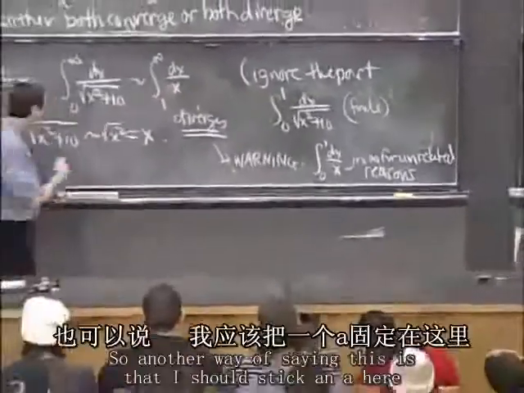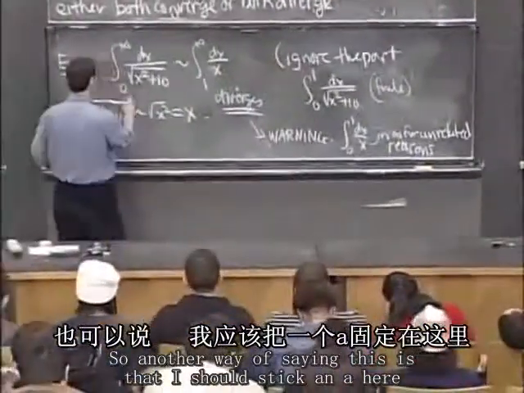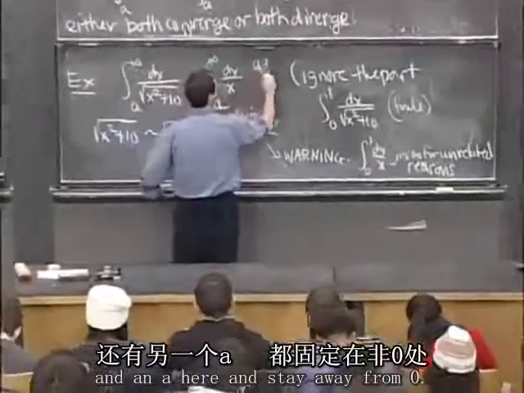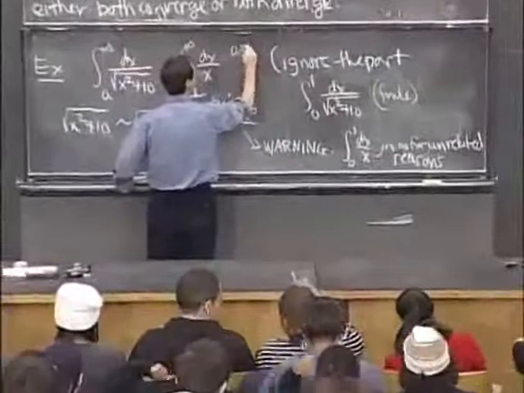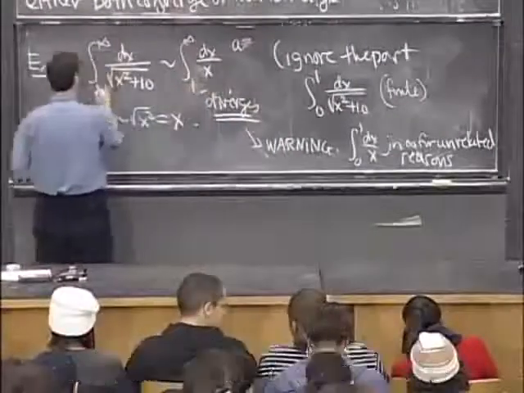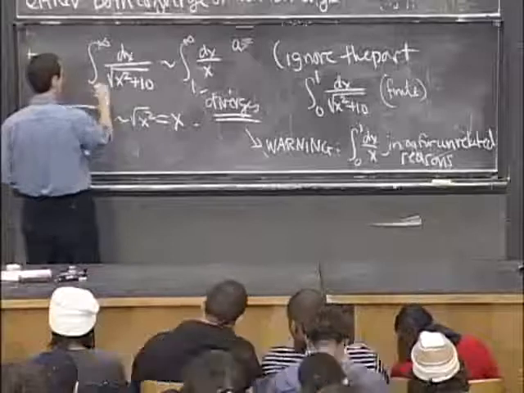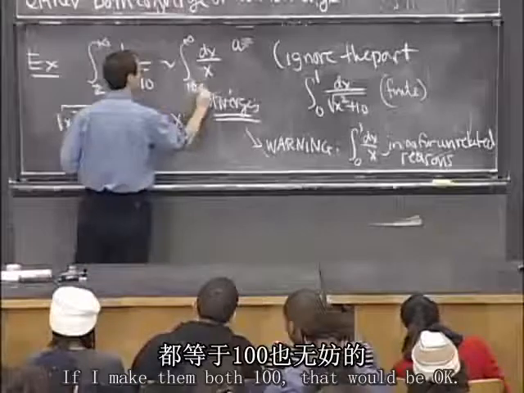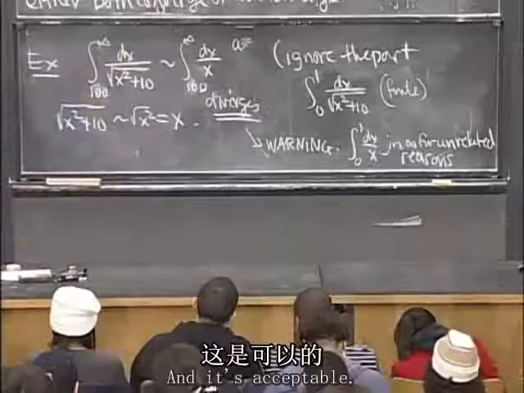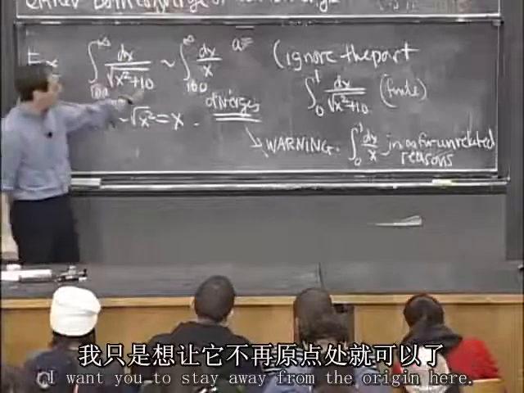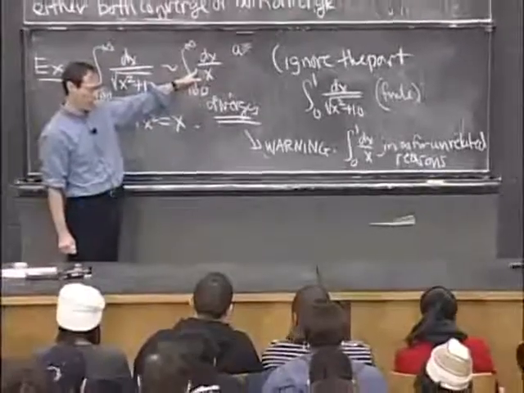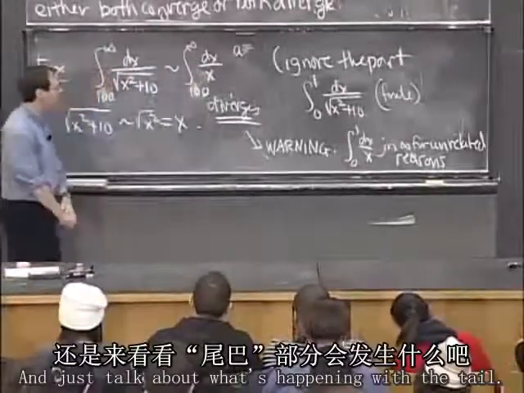So another way of saying this is that I should stick an a here and an a here and stay away from 0. So say a equals 1. If I make these both 1, that would be okay. If I make them both 2, that would be okay. If I make them both 100, that would be okay. So let's leave it as 100 right now, and it's acceptable. I want you to stay away from the origin here because that's another bad point, and just talk about what's happening with the tail.